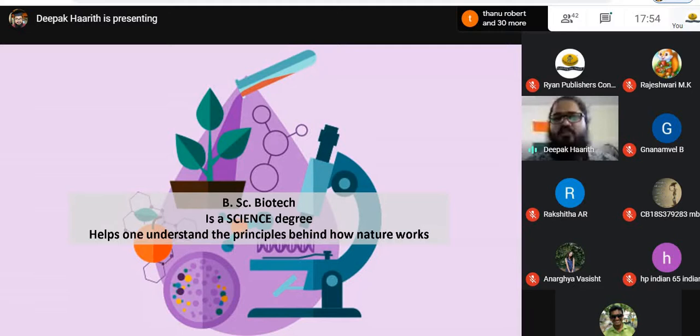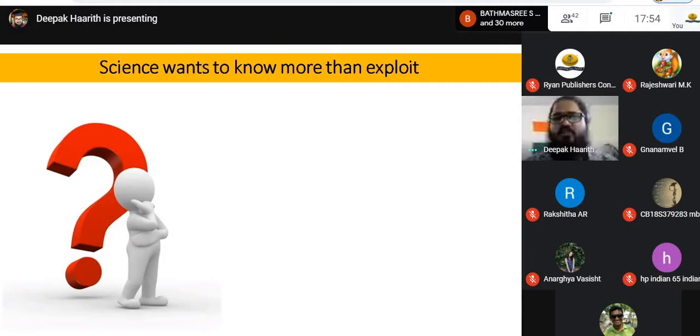So I would repeat that it's a science degree which only helps one understand the principles behind how things work. It is more for people who are curious to know what it is than for people who actually want to do something with the knowledge that they know. It's not application oriented primarily, but it is to go and develop your skills and satisfy your curiosity, if you will. So basically, science wants to know more than it wants to exploit its knowledge.